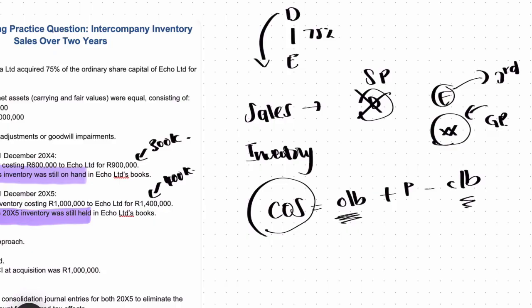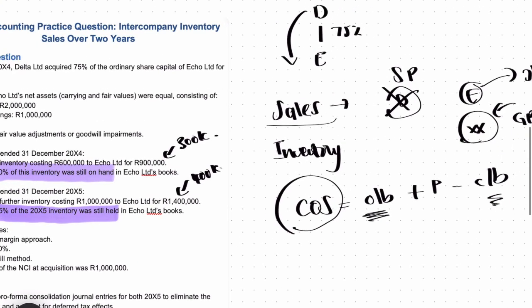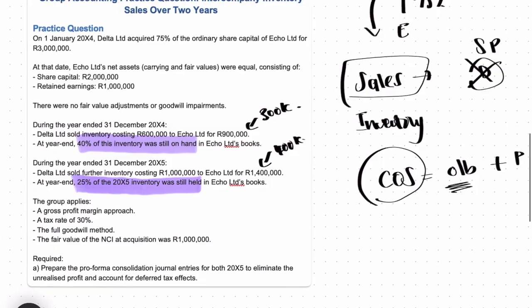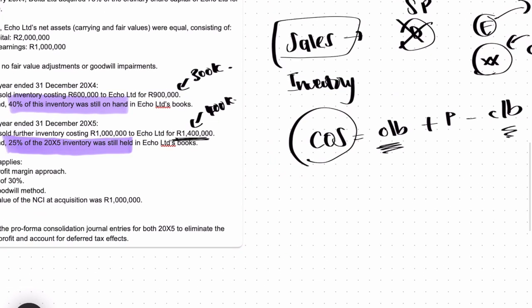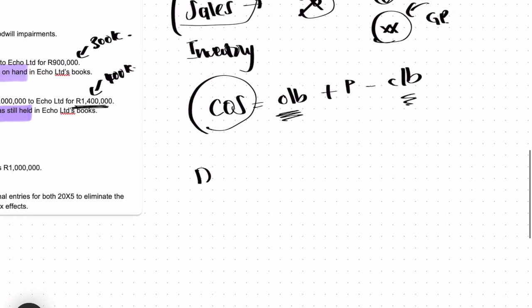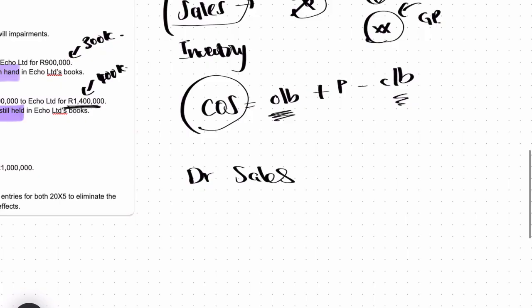Okay, so what are we going to have to do in terms of the elimination? So if we just think about eliminating the sales, I'm going to start with 20x5 and then I will look at 20x4. Okay, so if we think about 20x5, Delta has made sales of 1.4 million that they have sold to Echo. So that entire 1.4 million has to be eliminated. So we would then debit our sales because it's sitting in the starting point for Delta of 1.4 million.